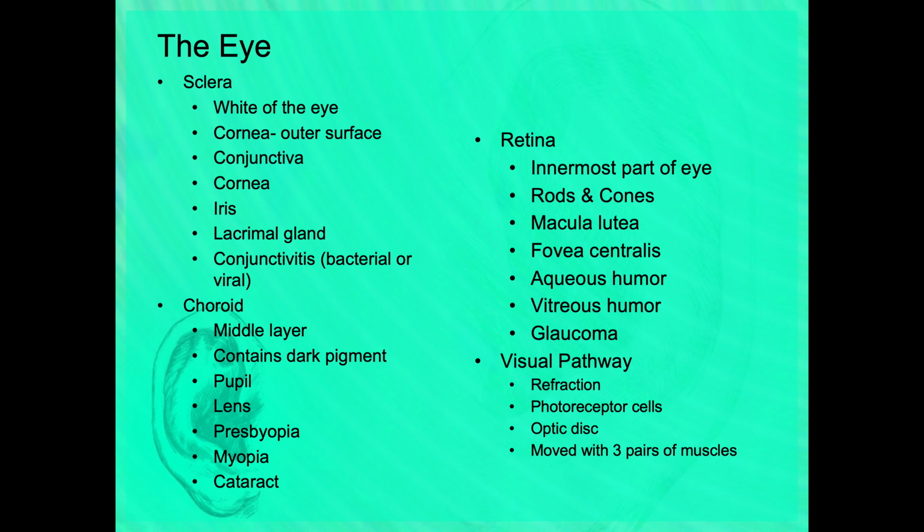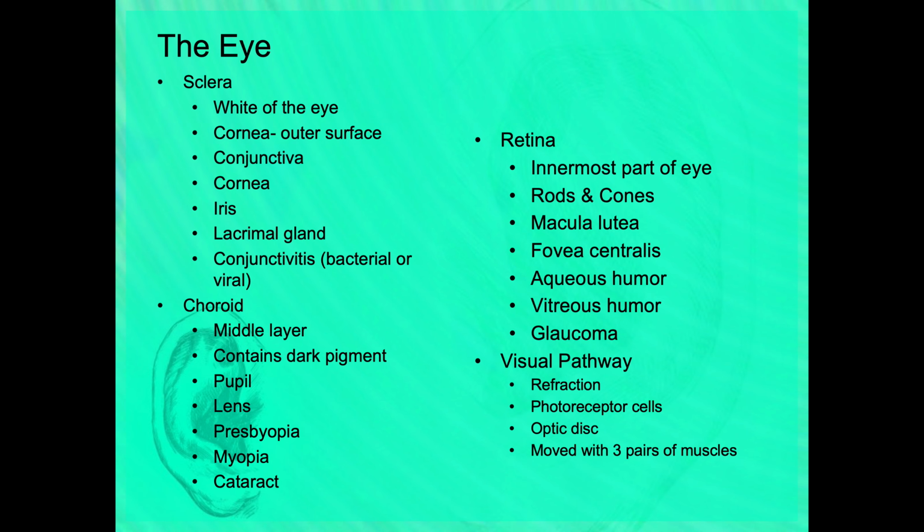Now we'll move into the middle layer of the eye, which is called the choroid, and it does contain a bit of dark pigment, okay? We have the pupil of the eye. The pupil is like an aperture of a camera that closes and opens. It accommodates for light. So for example, if you're in a dark area, the pupil is going to open up a lot wider because it wants to allow as much light in as humanly possible so that you can see.